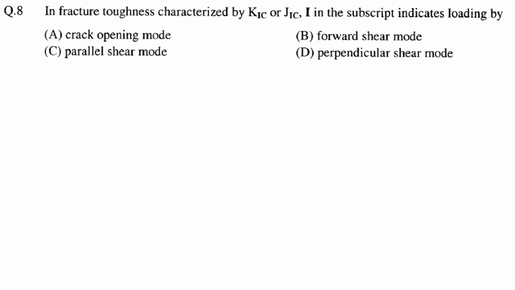Next, in fracture toughness characterized by K1C or J1C, the 1 in the subscript indicates loading by, right guys, this is called K1C. The 1 is in Roman. Similarly J1C. So it is not KIC, basically it is K1C. Is it crack opening mode, forward shear mode, parallel shear mode or perpendicular shear mode?